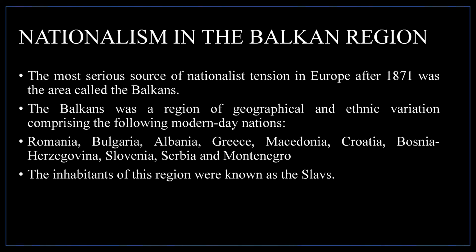We will now be studying about the Balkan region and about how the growth of nationalism made a huge impact over there. The most serious source of nationalist tension in Europe after 1871 was in the area called the Balkans. The Balkans was a region of geographical and ethnic variation comprising many modern-day nations such as Romania, Bulgaria, Albania, Greece, Macedonia, Croatia, Bosnia and Herzegovina, Slovenia, Serbia and Montenegro. The inhabitants of this region are collectively known as the Slavs.